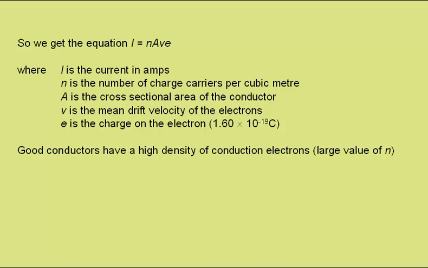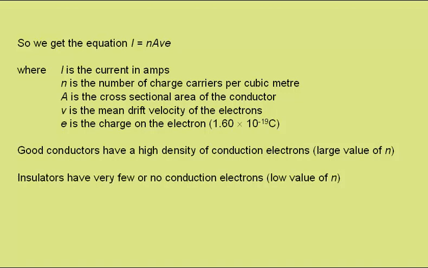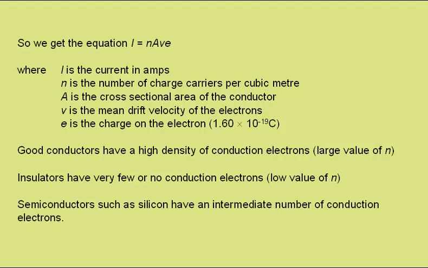Good conductors have a high density of conduction electrons. This means a large value of the number n. Insulators have very few or no conduction electrons. They have a low n. And semiconductors, such as silicon, will have an intermediate number of conduction electrons.